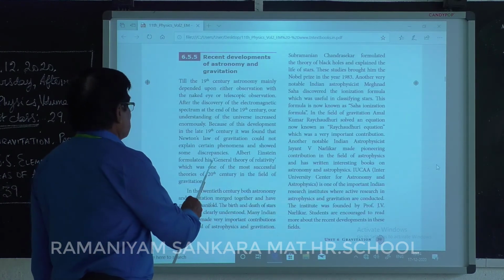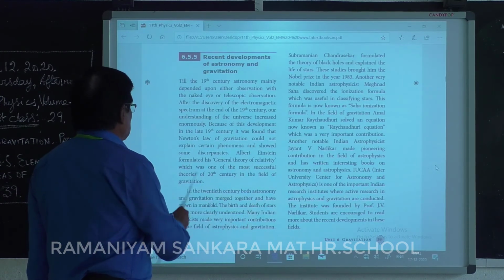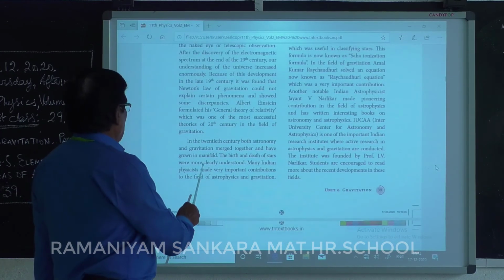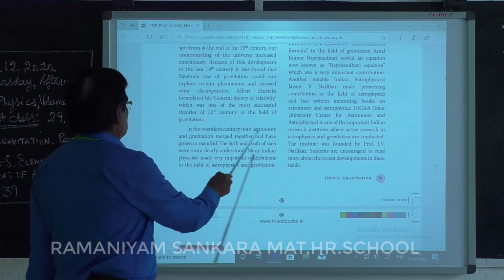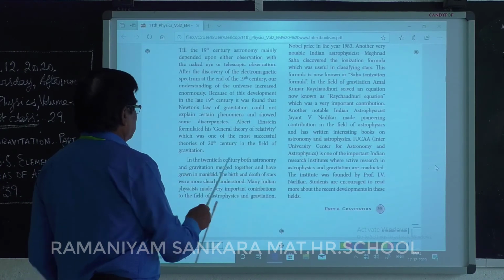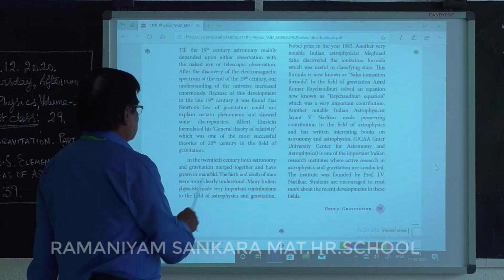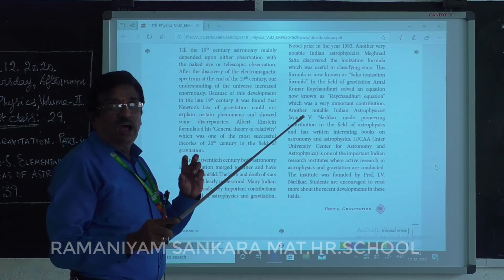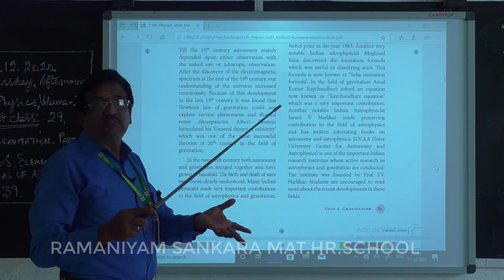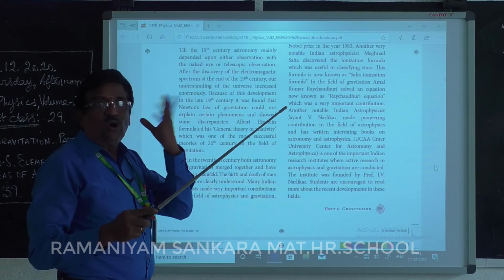Okay, so the general theory of relativity was one of the most successful theories in the 20th century in the field of gravitation. In the 20th century, both astronomy and gravitation merged together and have grown manifold. They combine together the birth and death of stars. The stars, how they are born, how they die. Die means what? You cannot see it. It appears to go to a long distance.